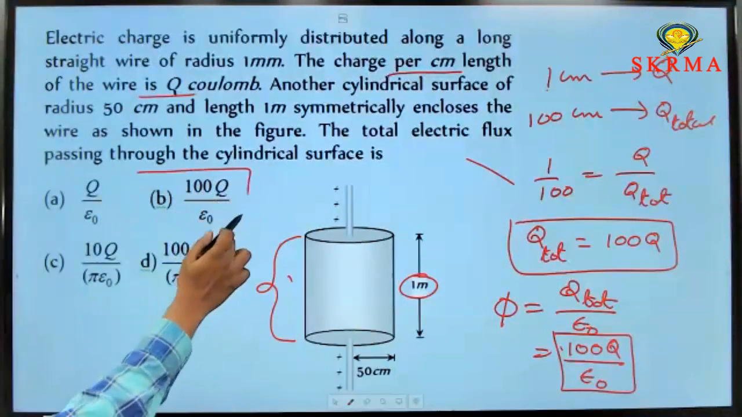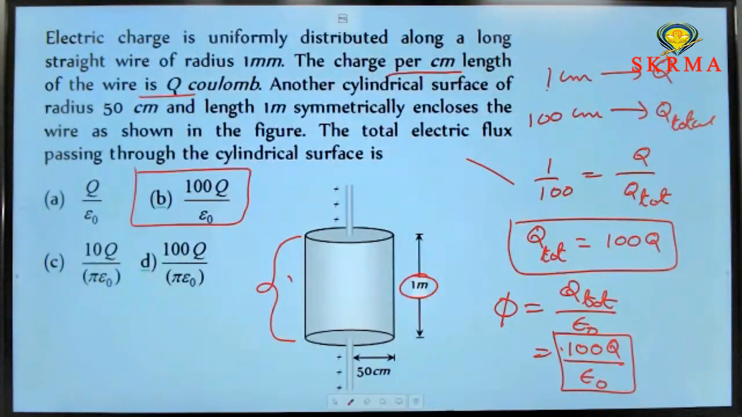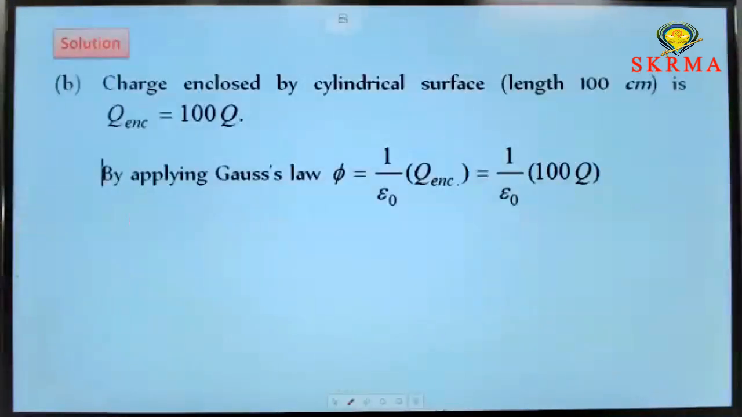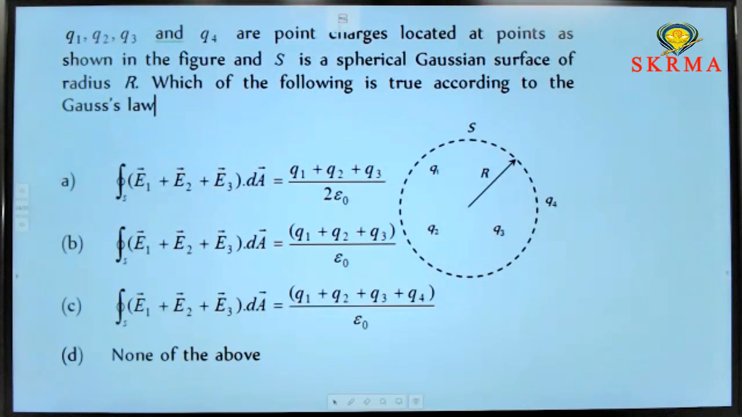Which option is the correct one? Option B is the correct one. Next, try to solve this one.